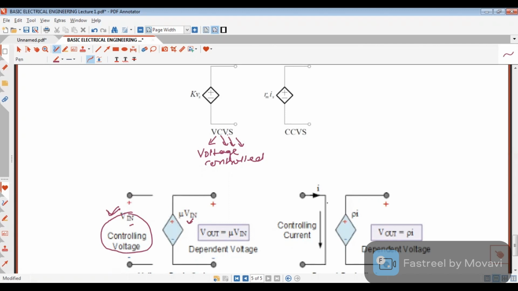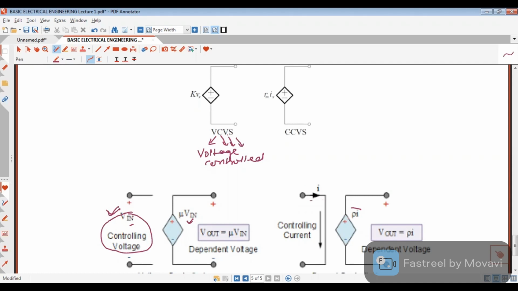If we see here, this is an example of a controlling current. If I change the current here, the voltage here will change. So this type of source is a dependent source. This voltage is depending on current. So this is a voltage source, but depending on current, and it is called a current controlled voltage source.